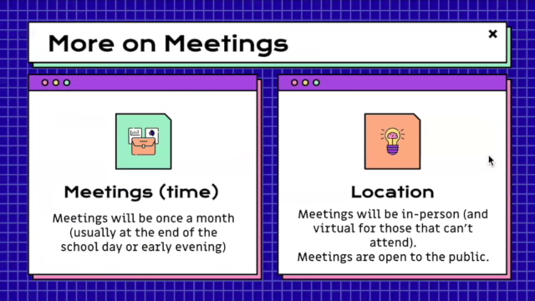When will they happen? Well, usually they happen at the end of the day or early evening. I've started school site councils as late as 5 p.m. to accommodate people. If we absolutely need to do one a little later, we can. They are public meetings. They're open to the public. So not just, if you get elected, not just you can attend, other people can as well. Now, we do want our meetings actually in person, okay?